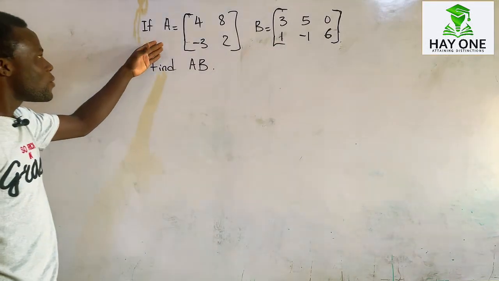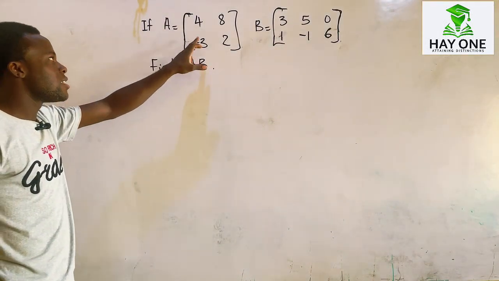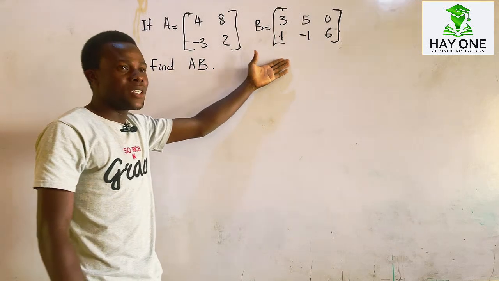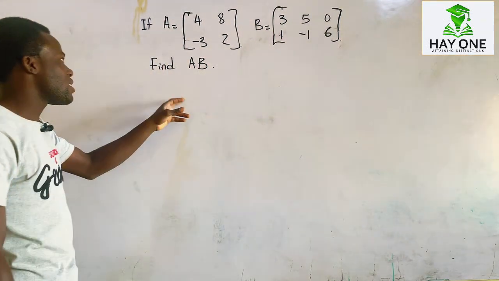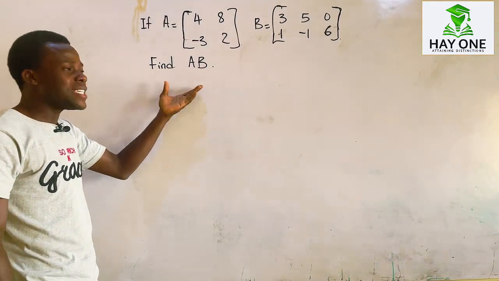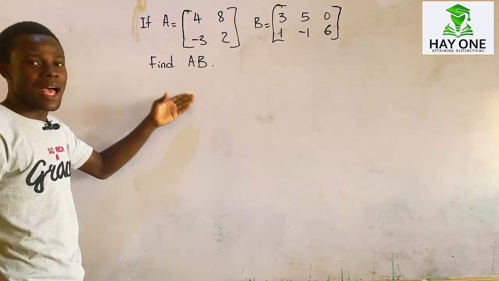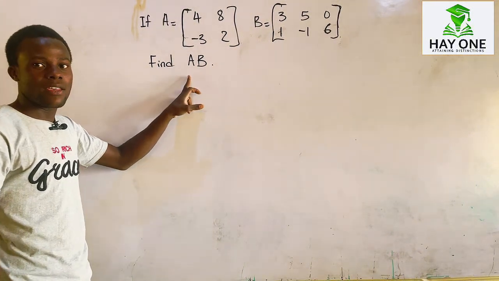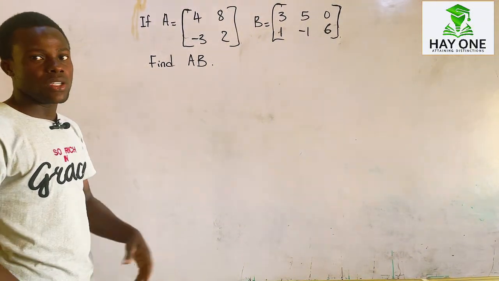Look at this. We have matrix A to be this and matrix B to be this. And the question says find AB. Finding AB means the question asks us to multiply matrix A with matrix B. How do we do this?